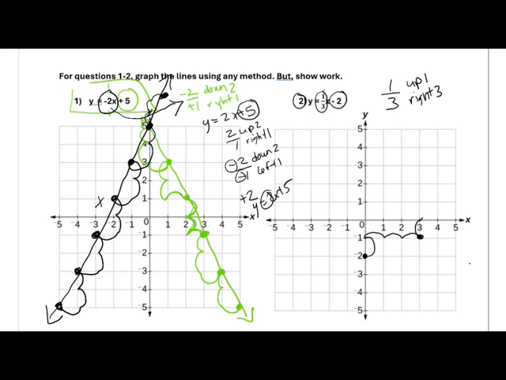And try it again. Up 1, 1, 2. Oh, I can't go any further. So I want to make my line go to the edge of the graph. So instead of doing positive 1 over positive 3, I'm going to do negative 1 over negative 3, because that's the same thing, because a negative divided by a negative is a positive.